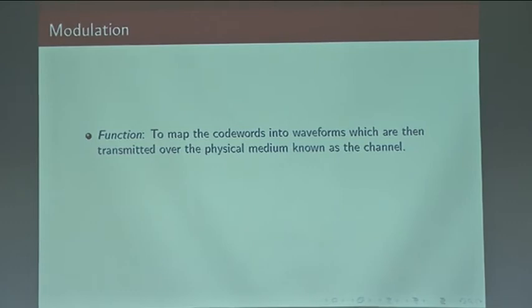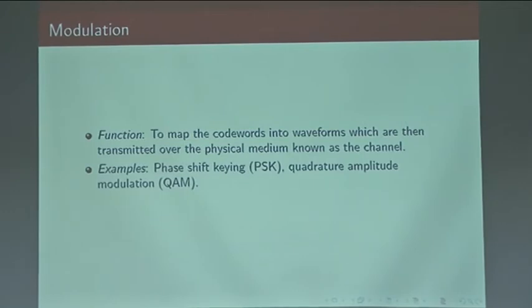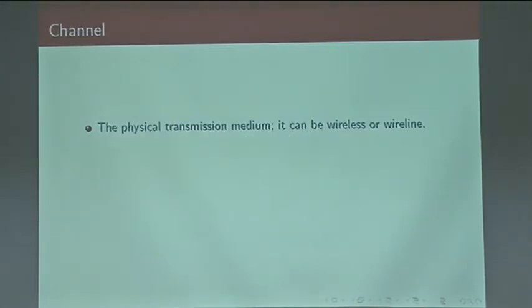So now what about modulation? Again, we're not going to say too much about modulation here. It's mapping code words into waveforms which are then transmitted over the channel. Again, if you studied any communication theory, things like phase shift keying or quadrature amplitude modulation are examples of modulation. I'm going to say a little bit more about that in a second.